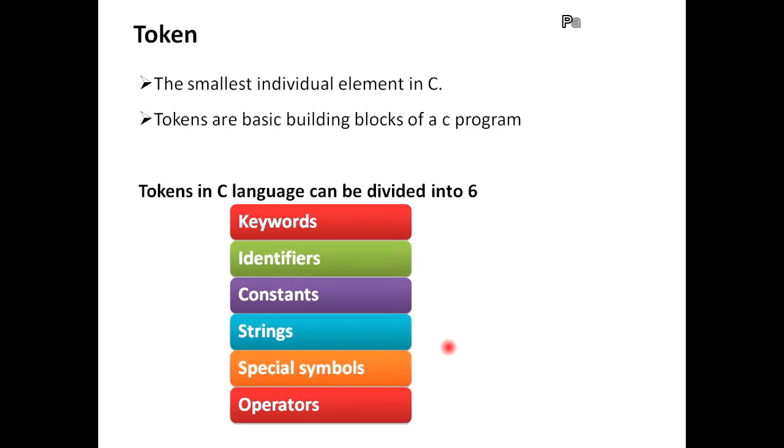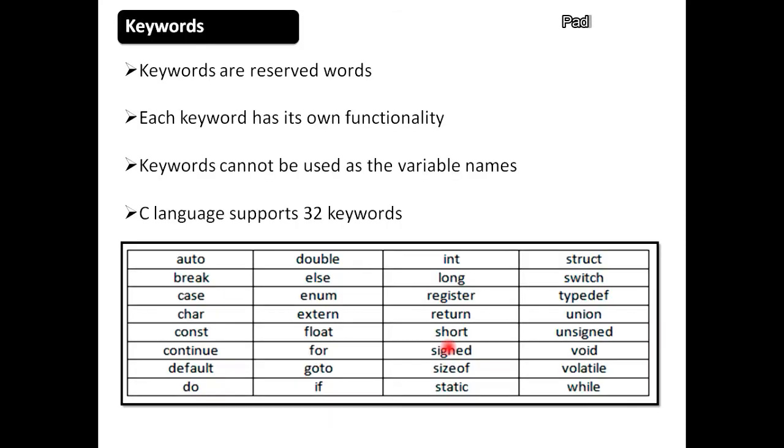Then tokens in C language can be divided into six: keywords, identifiers, constants, strings, special symbols, and operators. We can move on to these separate topics. First of all we'll look at the keywords.